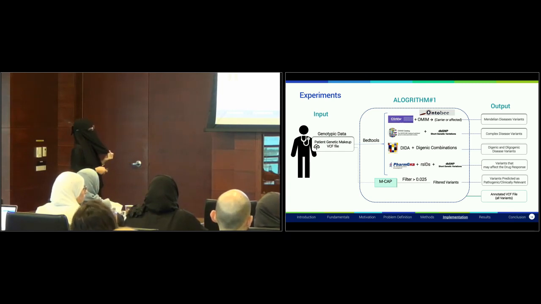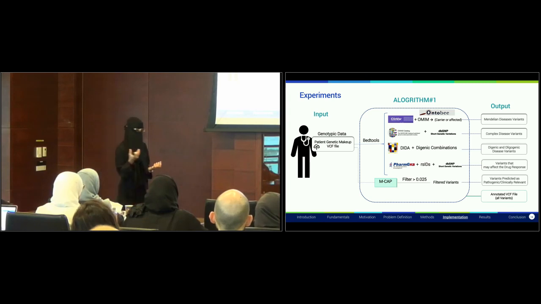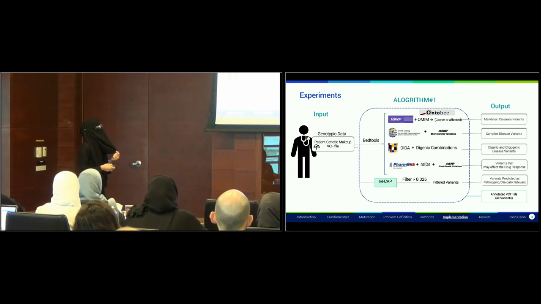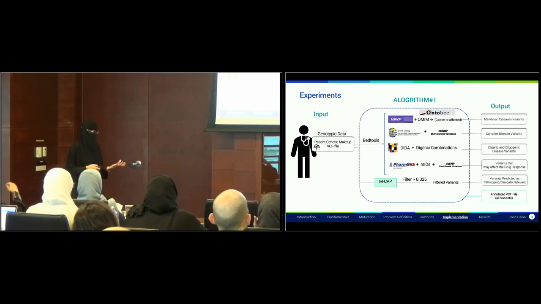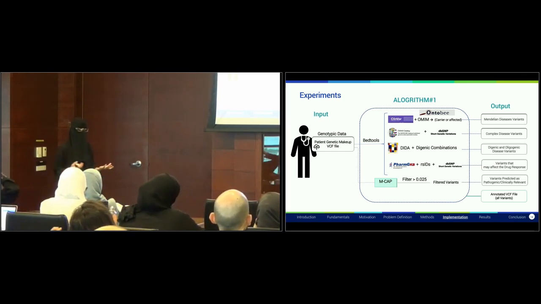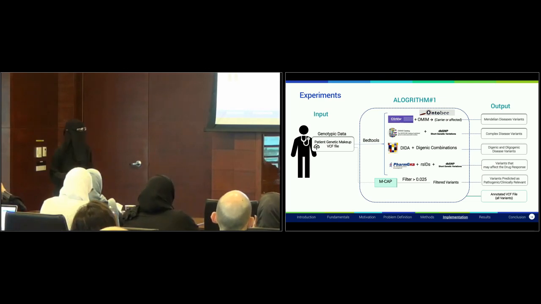So in the case of ClinVar, we use all the data in ClinVar and also the Human Phenotype Ontology to find all the subclasses that define the diseases that are recessive and all the diseases that are dominant. After that, we identify all the diseases with different modes of inheritance, either carrier or dominant, based on the OMIM. The output of this method will be a list of variants that may cause one of the Mendelian diseases.